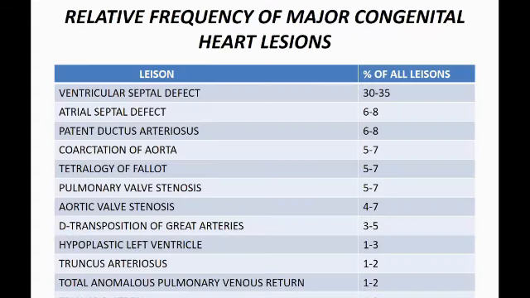This slide shows the relative frequency of major congenital heart diseases. Here we can see that ventricular septal defect, that is VSD, is the most common of all the lesions, and it accounts for around 30 to 35% of all the congenital heart lesions. This is followed by atrial septal defect, which accounts for about 6 to 8%, patent ductus arteriosus, coarctation of aorta, then the cyanotic heart diseases like tetralogy of Fallot and transposition of great vessels. These are less common as compared to acyanotic congenital heart diseases.